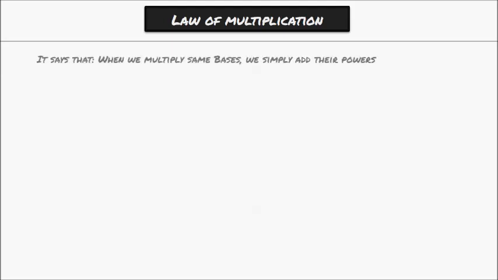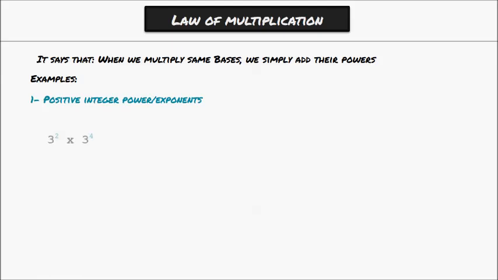To understand the law of multiplication, let's consider some examples. First, consider if powers are positive integers. Here, 2 numbers of base 3 are multiplied. Base is the same and they are being multiplied, therefore, powers will be added, 2 plus 4. The answer will contain base 3 and power 6.